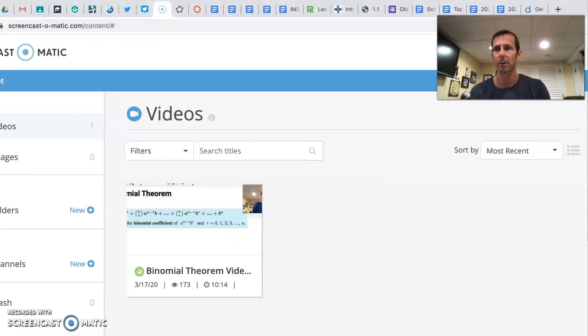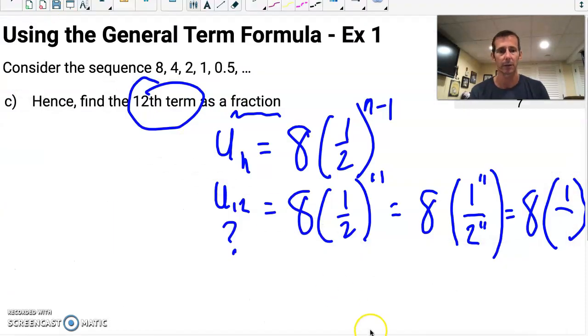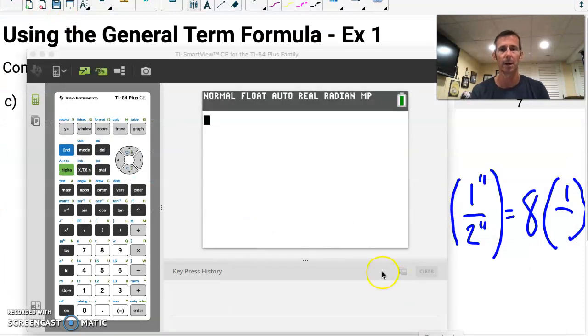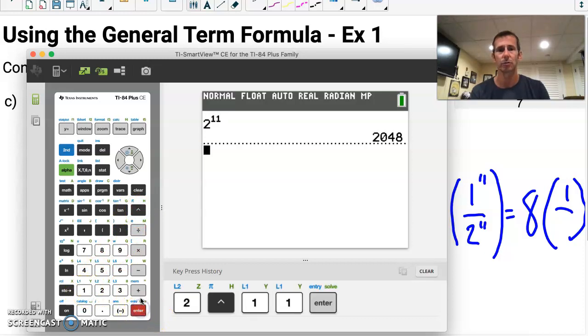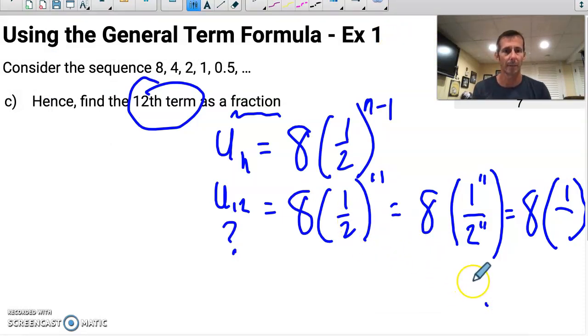And now I'm going to do a little cheat. Oops, that's not what I wanted. That is something else. I wanted this. Boom. 2 to the 11th is, on my handy dandy calculator, 2 to the 11th power is equal to 2048. Fantastic game. If you've never played it, you should. It's great. All right, so that means I have 8 times 1 over 2048.